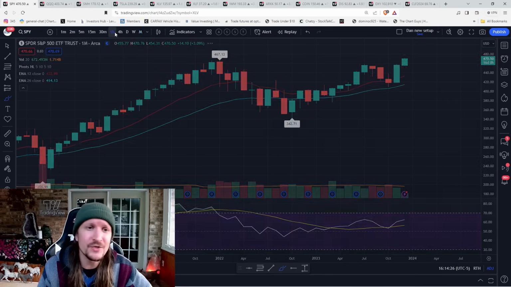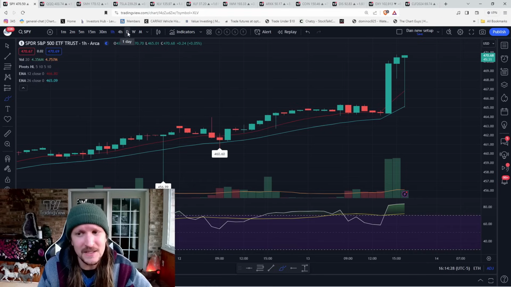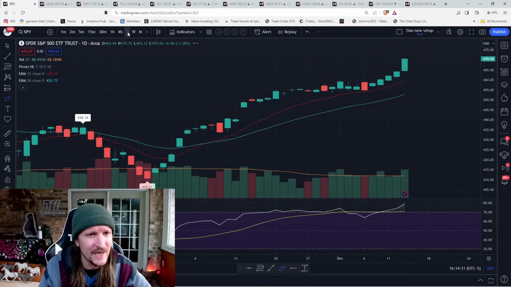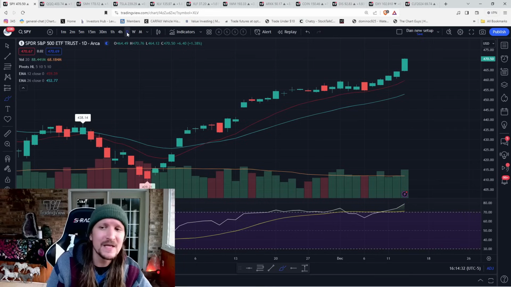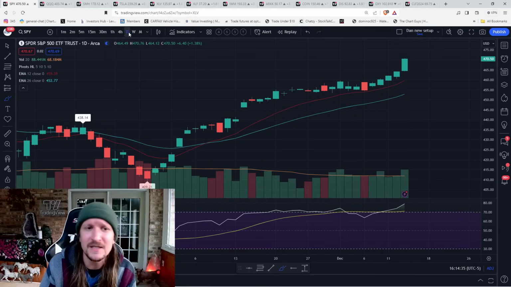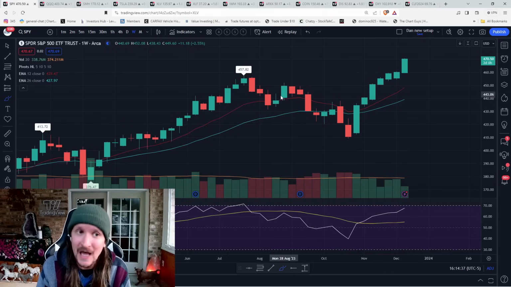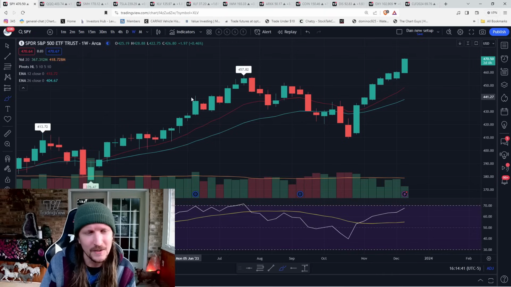The hourly uptrends remain our guides. We have lots of space for an hourly higher low to be the result of next consolidation. We have lots of space for a daily higher low to be the result of next consolidation. We have lots and lots of space for a weekly higher low to be the result of next consolidation.